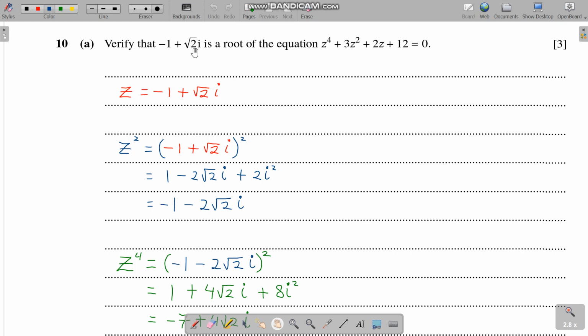Verify that minus 1 plus root 2i is the root of the equation. So we just have to replace the z with minus 1 plus root 2i. So that means we're going to need z to the power of 4, z to the power of 2, and z.